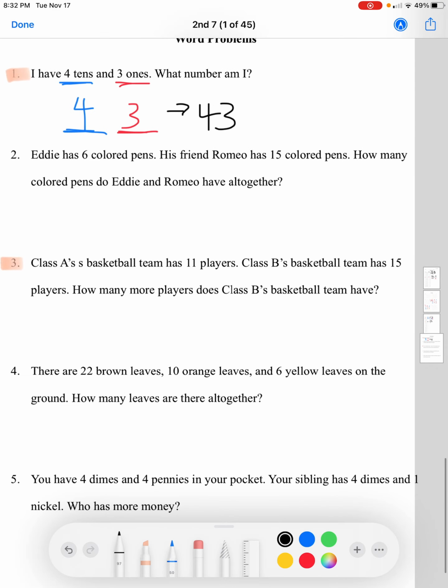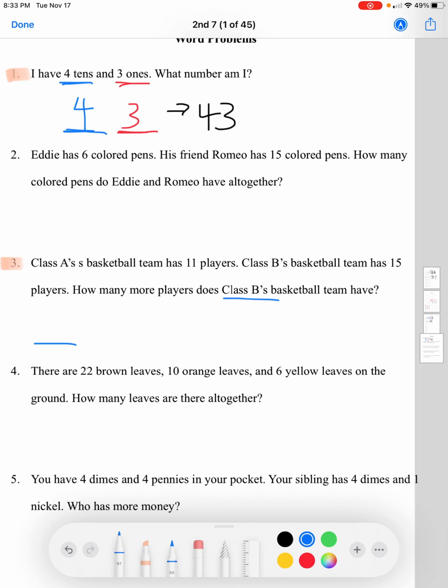Now let's do number 3. It says Class A's basketball team has 11 players. Class B's basketball team has 15 players. How many more players does Class B's basketball team have? So as you can see, Class B has more than Class A does. So to subtract, we're going to put Class B's value first.